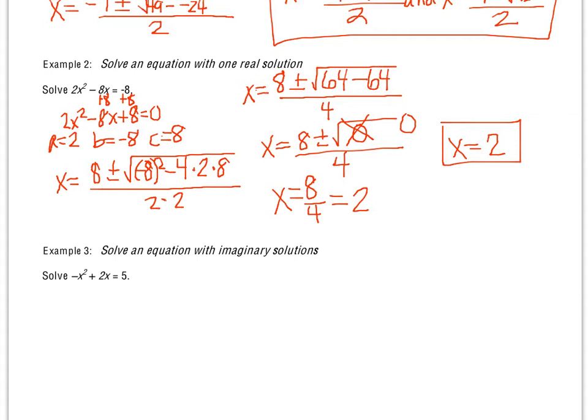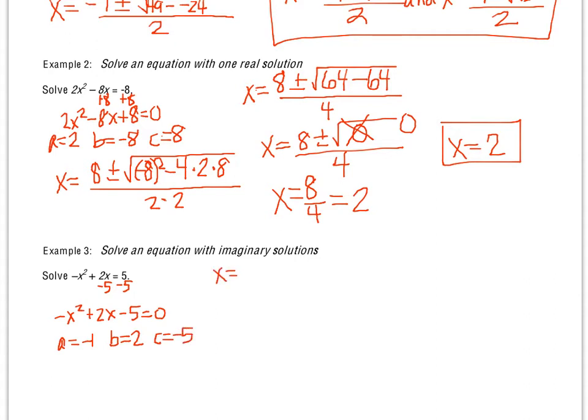Now let's look at one with an imaginary solution. On the right side I have a 5. I can't have that. I have to have 0 over there. So I'm going to start by subtracting 5 from both sides. So I have the opposite of x squared plus 2x minus 5 equals 0. So a here is negative 1, b is 2, and c is negative 5.